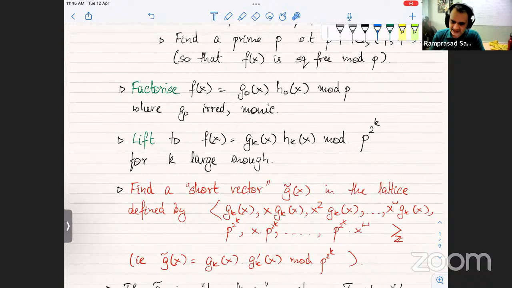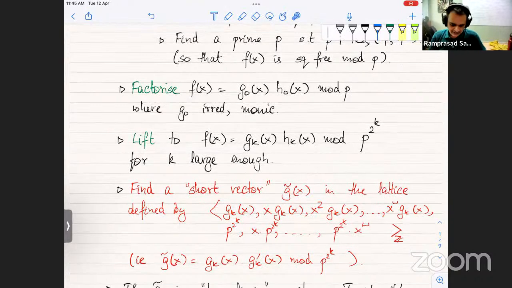And we phrased it as saying: is there some integer linear combination of g_k(x), x times g_k(x), x squared times g_k(x), etc.? And then maybe you cancel off all this p power 2 power k business because you're going mod p power 2 power k. Is there some suitable integer combination of these vectors that results in a short vector g tilde? This is the shortest vector problem, or rather, we are trying to find a short enough vector in this lattice.